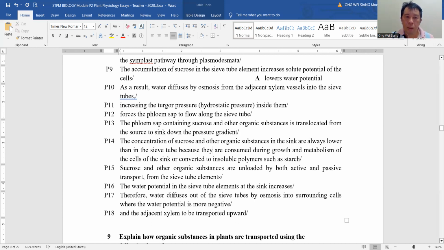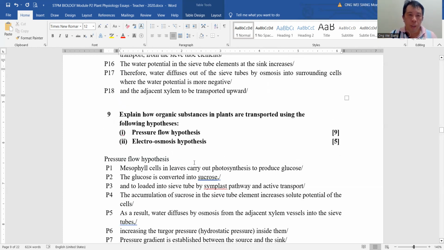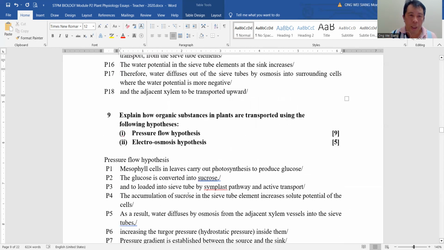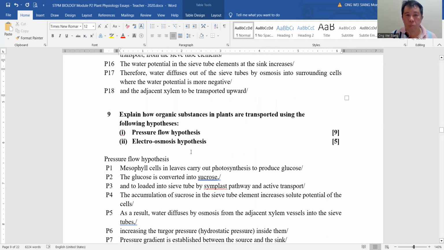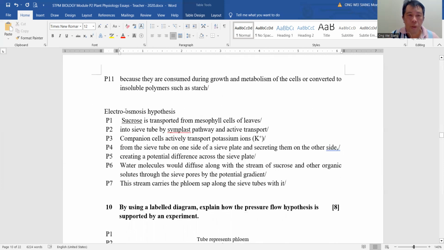Then the water diffuses out of the sieve tube by osmosis into the surrounding cells, where the water potential is more negative, and into the adjacent xylem as well, to be transported outward. You can refer to the notes and see they circulate. Then here is the other: what we are talking about here is the pressure flow hypothesis, and then you need to explain the electro-osmosis hypothesis as well.